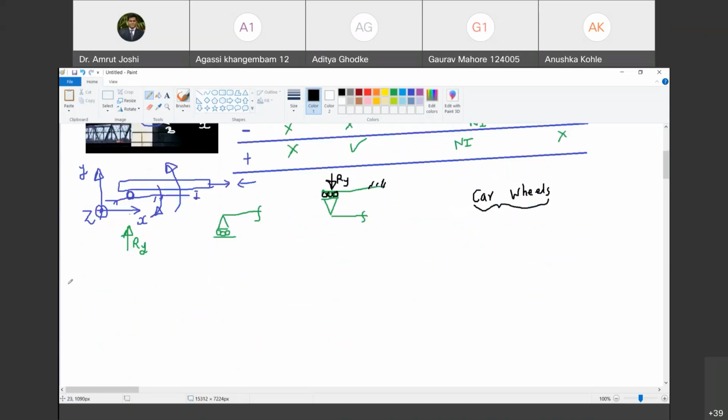Now, let me give you another example. Just a second. I am trying to take pictures of real life structures so that you will be able to understand that clearly. Just a second. Okay, got it.